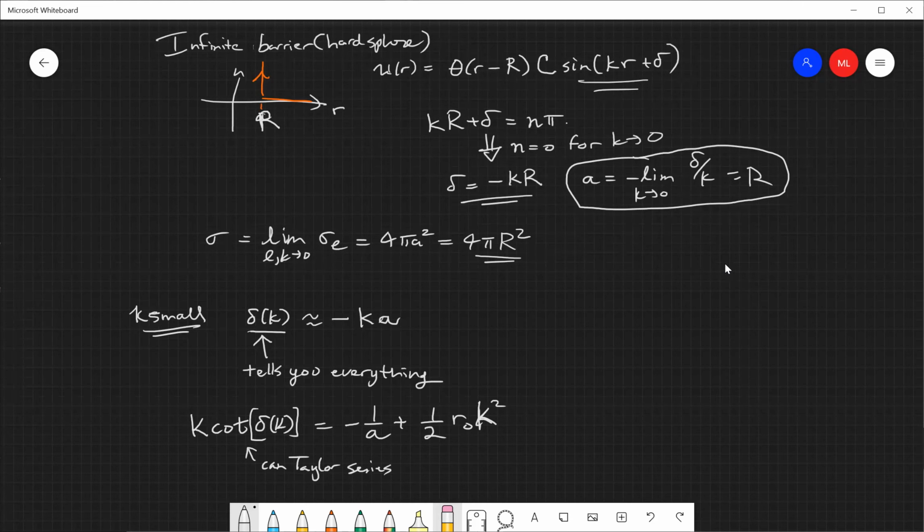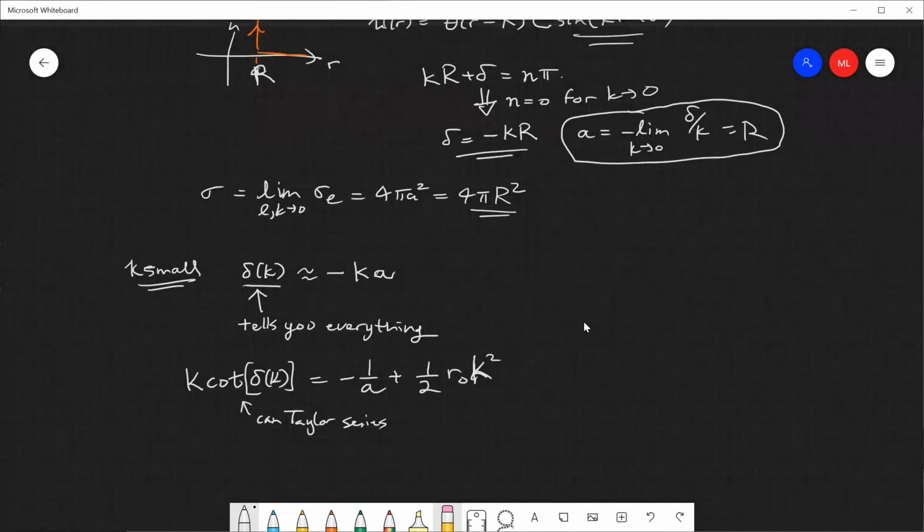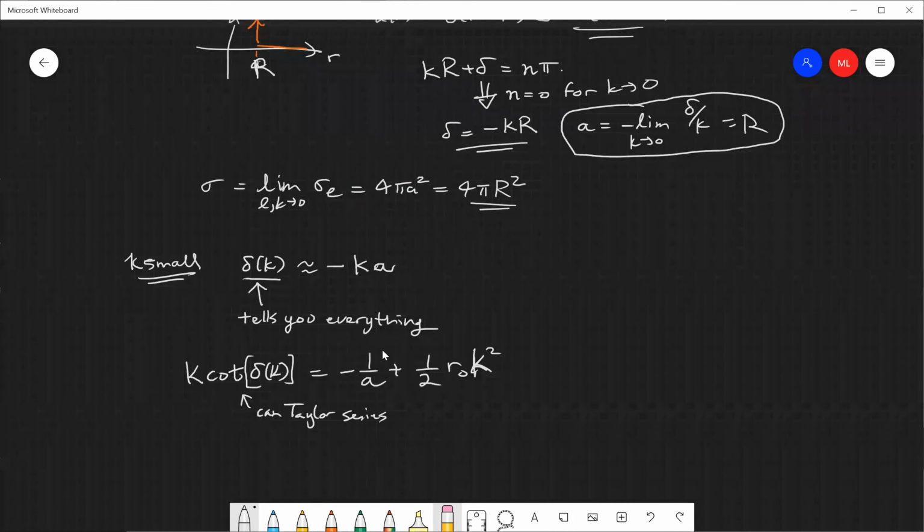And so now you can use this as an approximation to your phase shift. To first order in small k, the phase shift is linear in k. It's minus k times the scattering length. If you want to do a little bit better, you would have that term plus another term. For technical reasons, what you want to do is Taylor series this quantity instead of delta of k. And you can show this quantity is an analytic function of k squared, so you can Taylor series it in powers of k squared. The next term would be of order k fourth. Maybe I'll show that later, but it's a technical point.